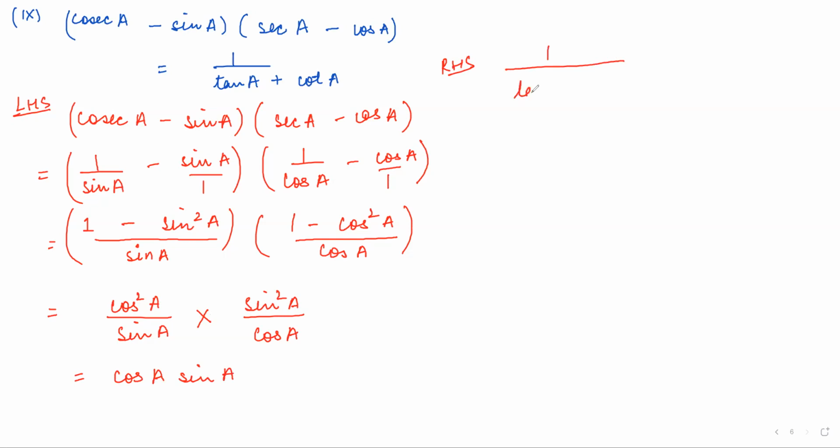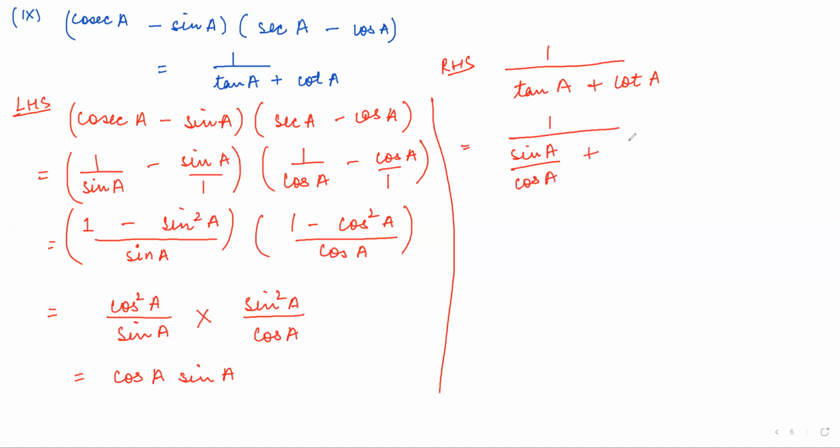So 1 upon tan A plus cot A. Again, I'm going to convert it into sine and cos. So 1 upon, tan will become sine A by cos A, and then this will become cos A by sine A. Now in the denominator you take LCM. So LCM will be cos A into sine A, right? So cos is already here, it will become sine square A, correct? And then plus, sine is already here, it will become cos square A.